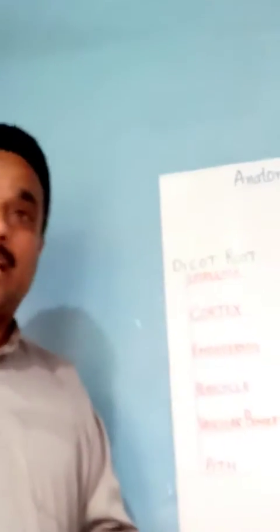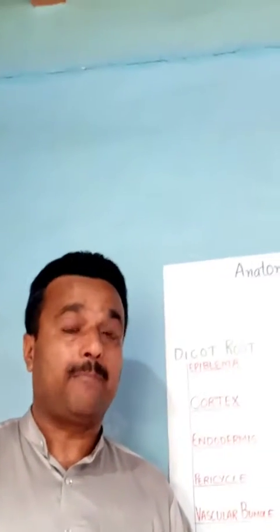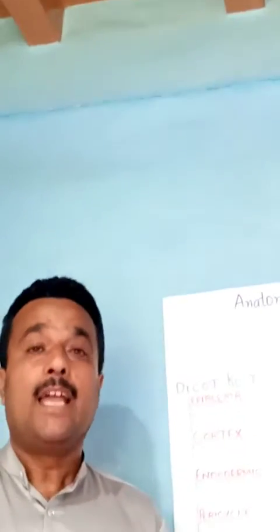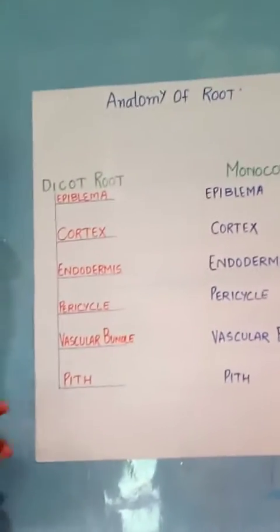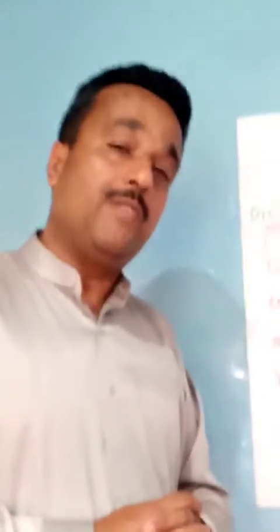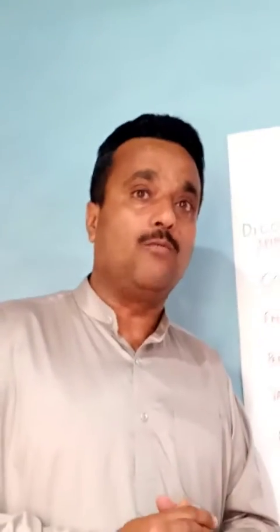Then we will see the endodermis. The endodermis is the characteristic feature of the roots. It is made up of uniseriate parenchymatous cells which have Casparian thickenings. Also, from the epidermis, some unicellular hair-like structures are formed, which are called root hairs, which help in the absorption of water.